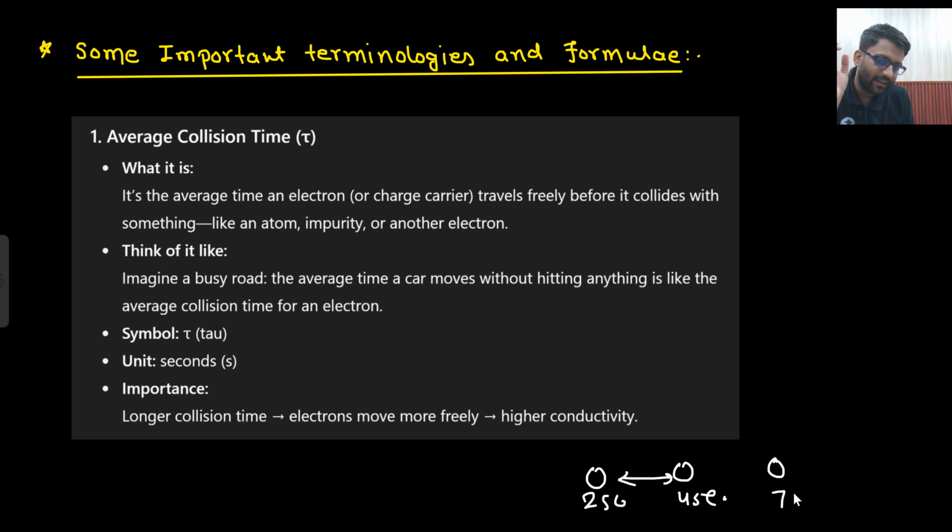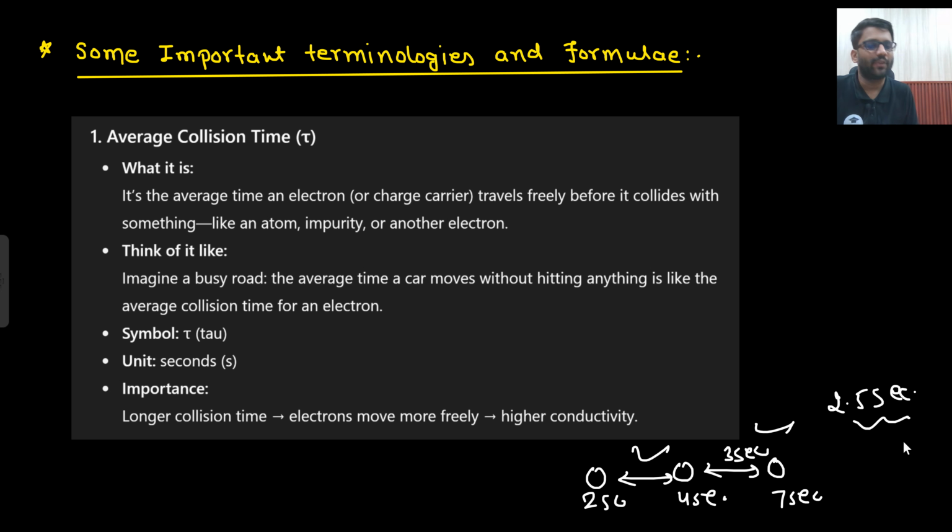And the third collision happened at 7 seconds. So between 4 seconds and 7 seconds it was moving freely. So it was moving freely for 3 seconds and 2 seconds. So (3 + 2) divided by 2, so the average time was 2.5 seconds. So it was moving freely for 2.5 seconds. So your average collision time is 2.5 seconds.